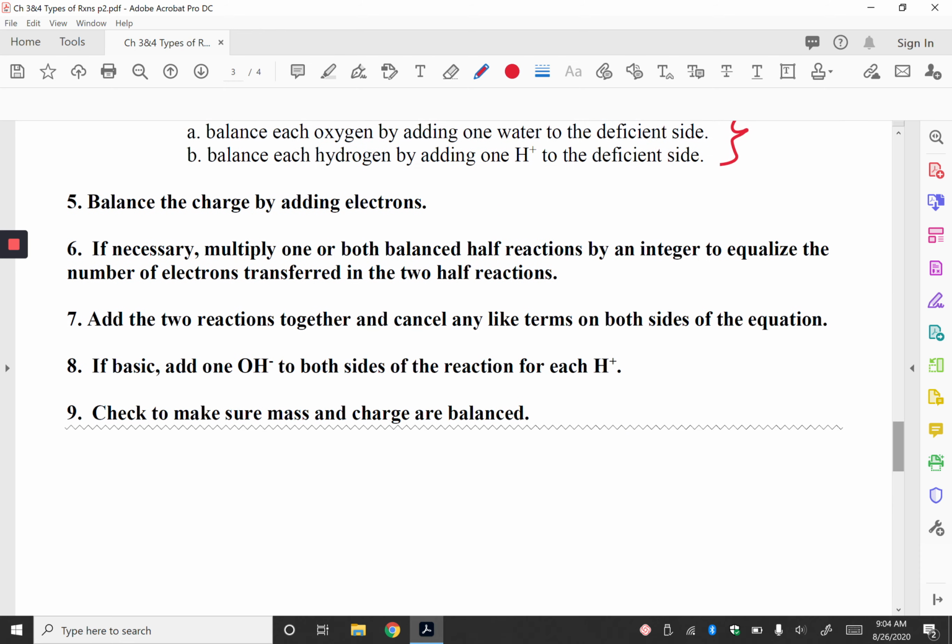All right, step 8, if basic. Well, it's not basic, it's acidic. Skip it. We don't need to do that part. The last step, check to make sure mass and charge are balanced.